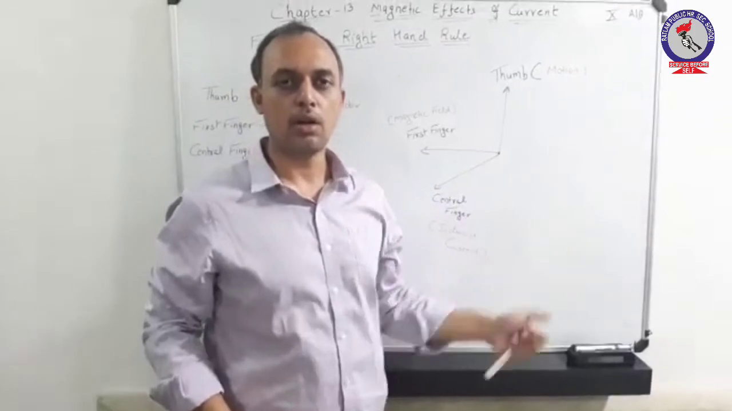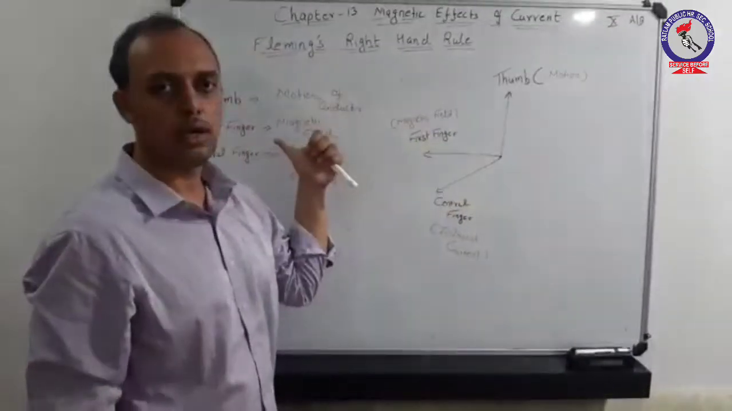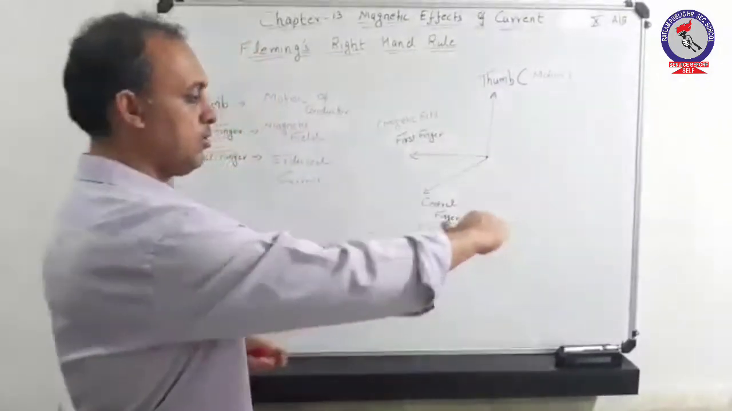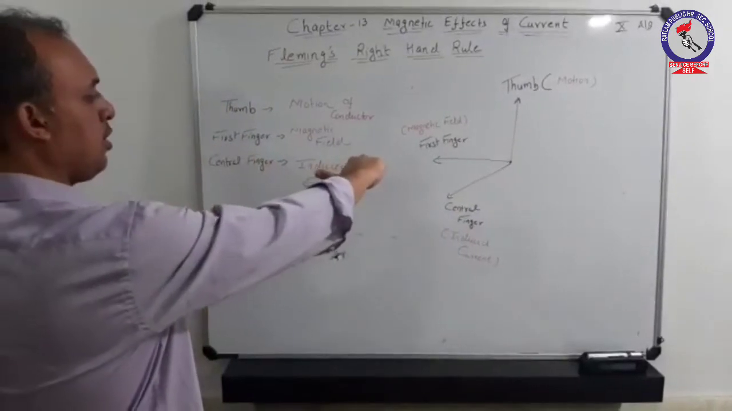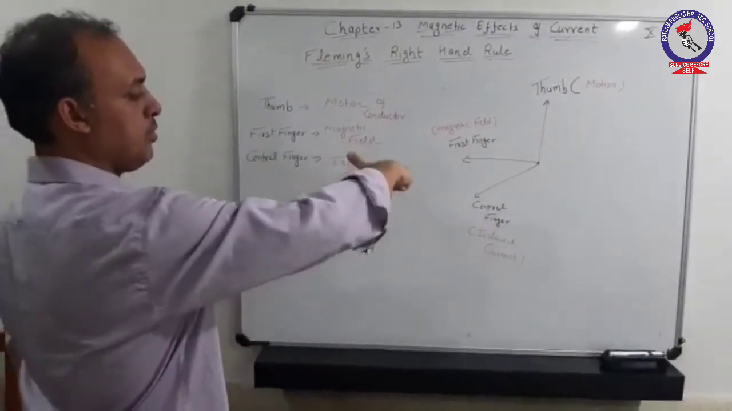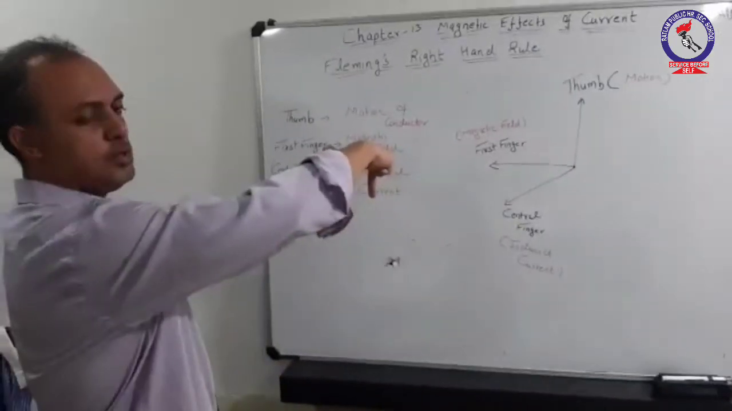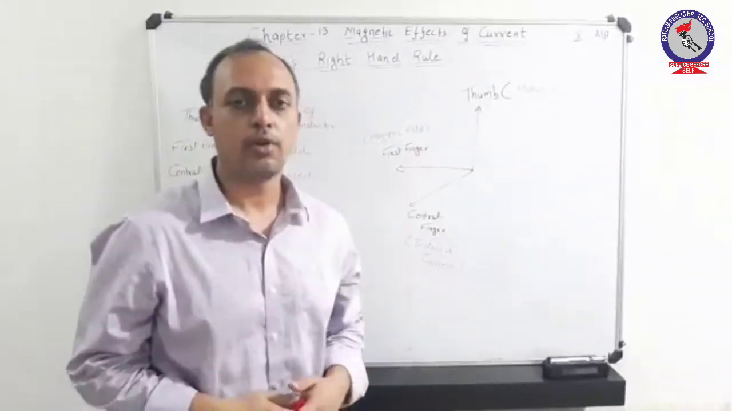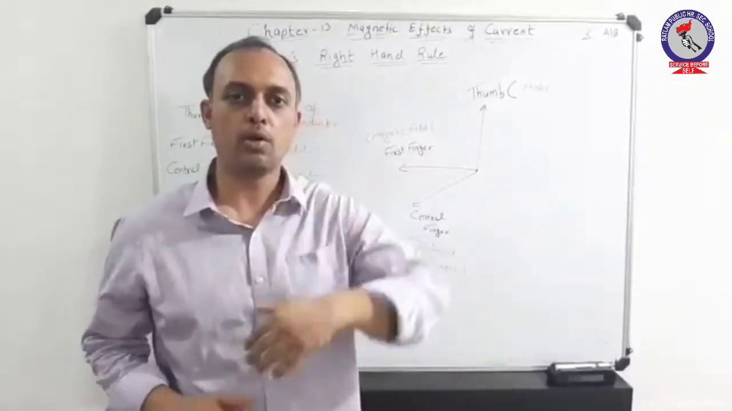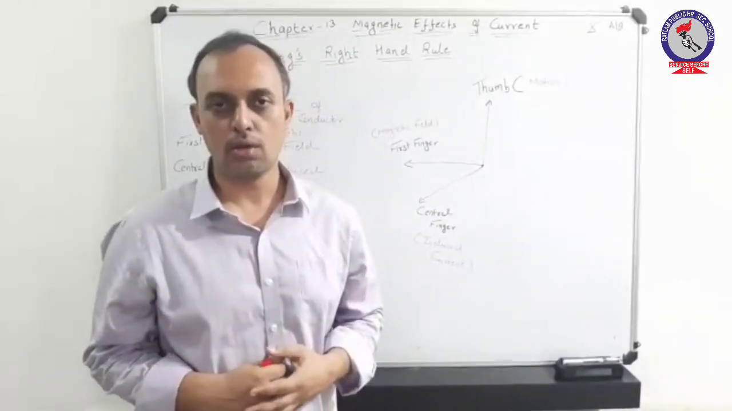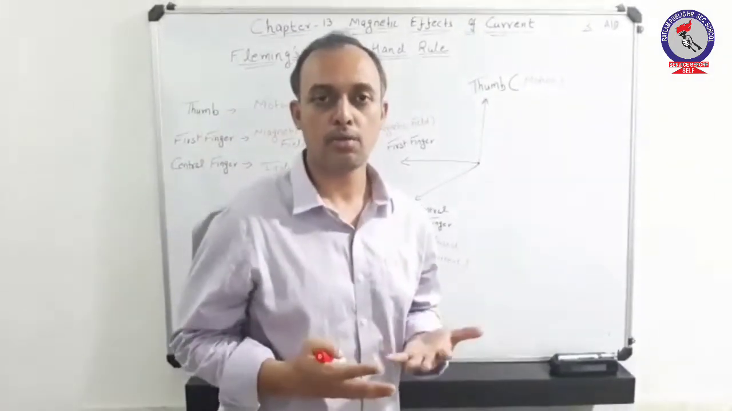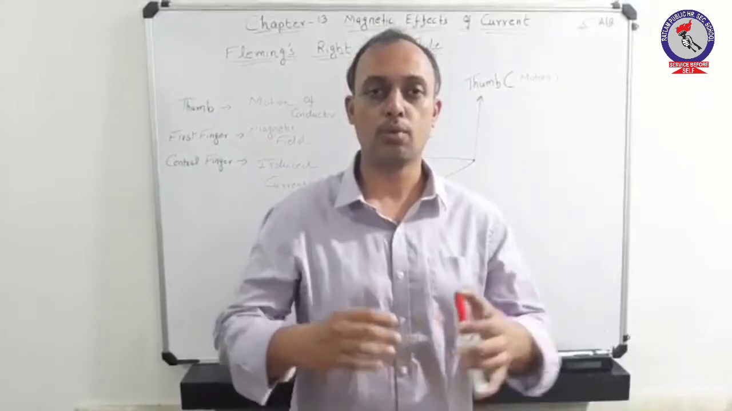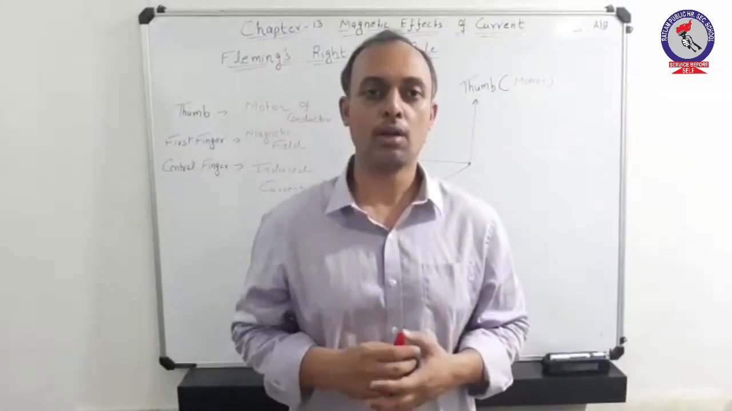Similarly, if the conductor is moving towards this side and the magnetic field is again inside, what should be the direction of current? Again, pointing the thumb this side, with the magnetic field inside, you can observe my central finger is pointing downwards, which implies that the direction of induced current in the given conductor will be downwards. The important thing to note is that with the help of Fleming's right hand rule, we can calculate the direction of induced current in any conductor.